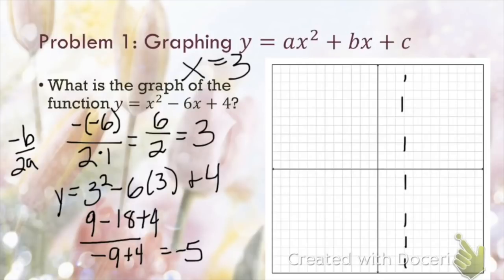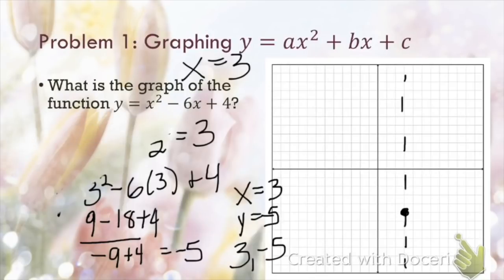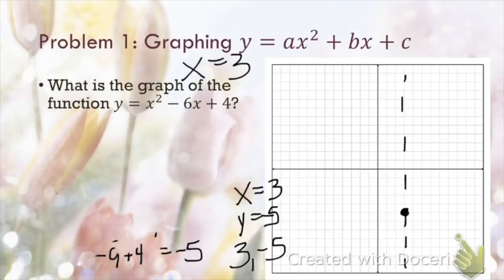So I now know that for my vertex specifically, I have x equals 3, y equals -5, so I am looking at the coordinate 3, -5. So over 3, 1, 2, 3, 4, 5, this is my vertex. Now, as I take a look, I am going to have to erase some of my work here because now I need to find more points to be able to graph this quadratic.